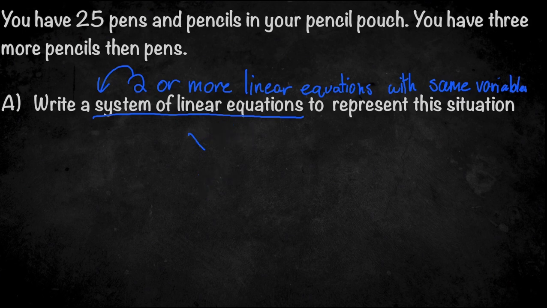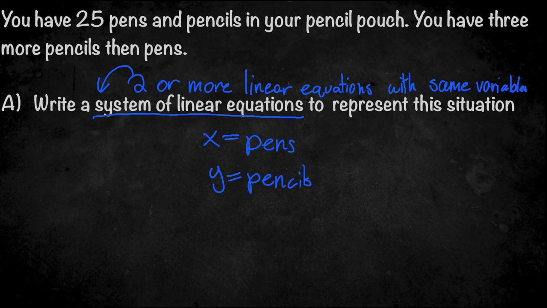So now that we know what a system of linear equations is, we need to now write two linear equations to represent this problem. We need to write the variables we're going to use and what they represent. Well, let's say x is going to equal pens, and y will equal pencils.